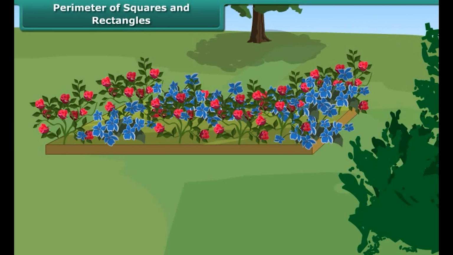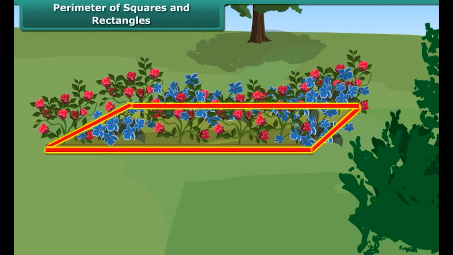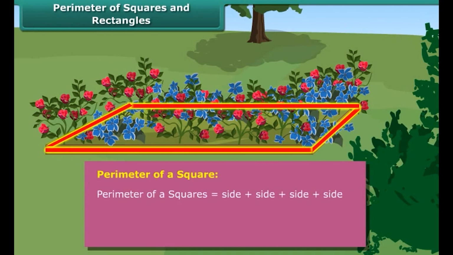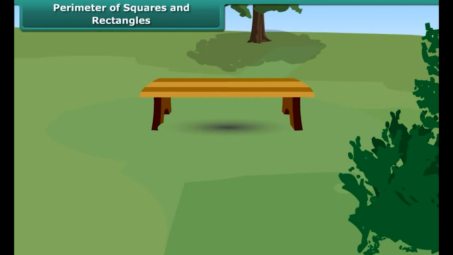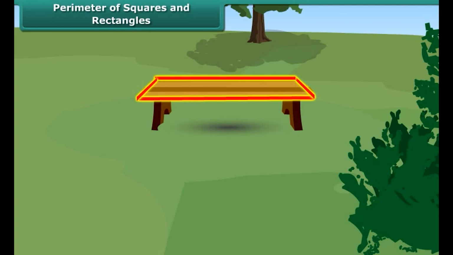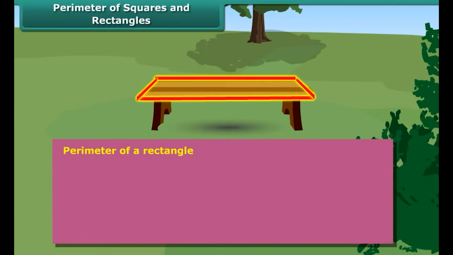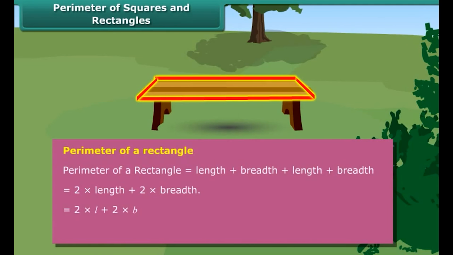Yes, by measuring the sides of the flower bed. So, the perimeter of a shape is the outer boundary of the shape. The perimeter of a square is the sum of the sides of the square. You understood what is perimeter? Can you find the perimeter of the rectangular bench in the park? Yes, we have the measures of the length and breadth of the rectangle. The perimeter of a rectangle is the sum of its lengths and breadths.